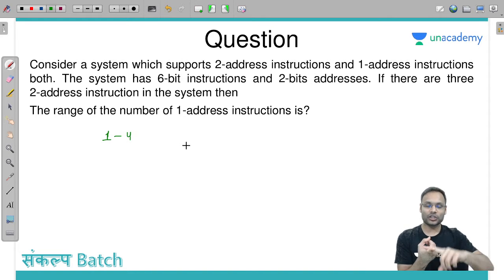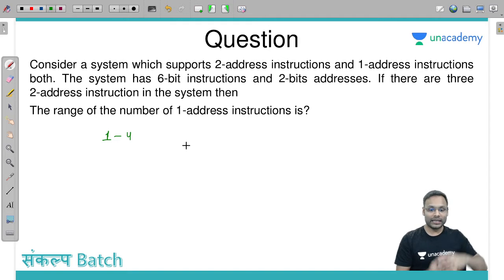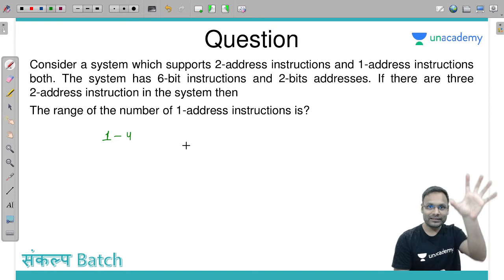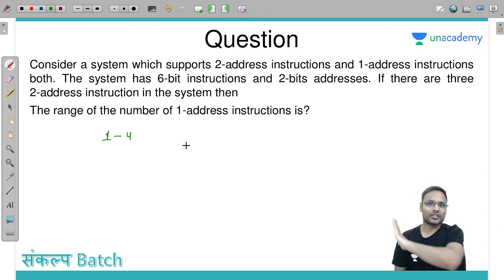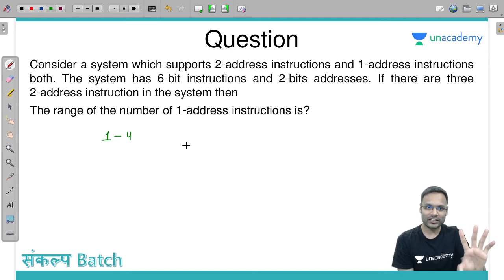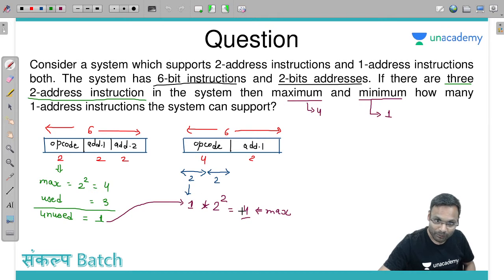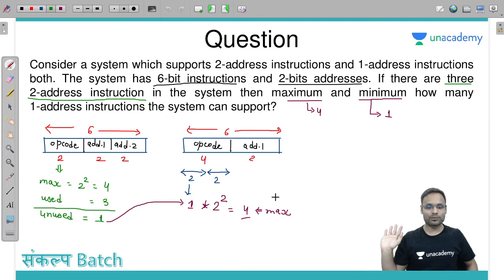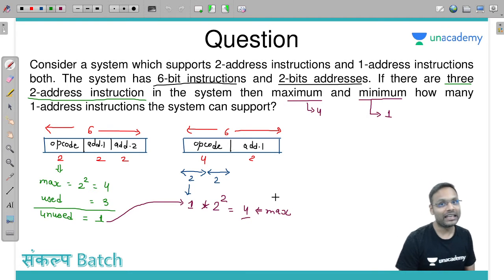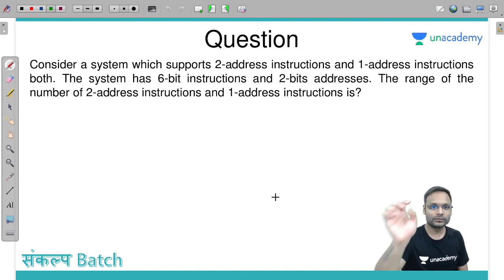You can have 1 address instructions 1, yes, 2, yes, 3, yes, 4, yes. MSQ बन सकता है यहां से, कि among these what are the possible 1 address instructions. So possible number of 1 address type instructions can be 1, 2, 3, 4. 4 से ज्यादा ना. Why? Just because we have 3 2 address instructions and based on that we have calculated that maximum only 4 1 address instructions are possible. बोलो हाँ कि ना, समझा कि नहीं समझा? बोलो रे बाबा बोलो. चलिए.